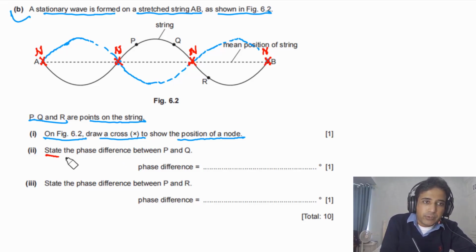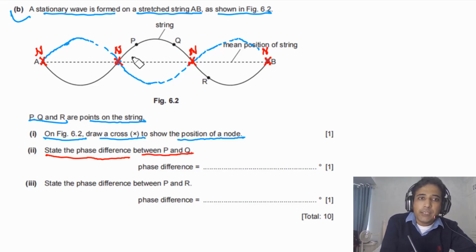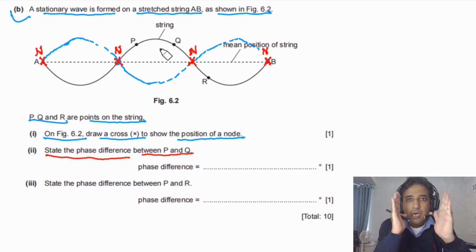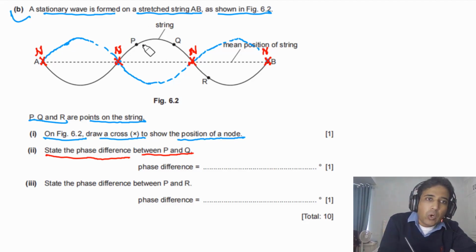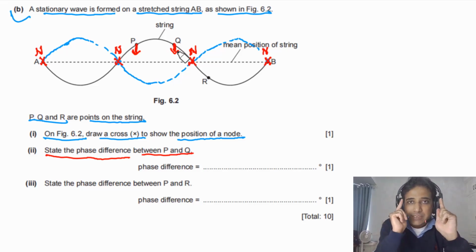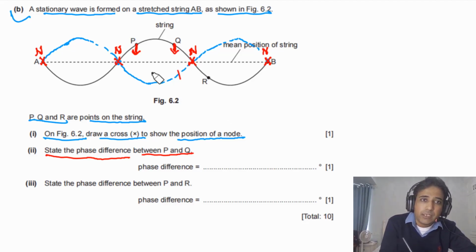For the second part, we need to state the phase difference between P and Q. And you can see P and Q are between two consecutive nodes. So all particles have the same phase, meaning they have zero phase difference. At any given time they will be moving in the same direction, so they have zero phase difference, or we can say they are in phase.